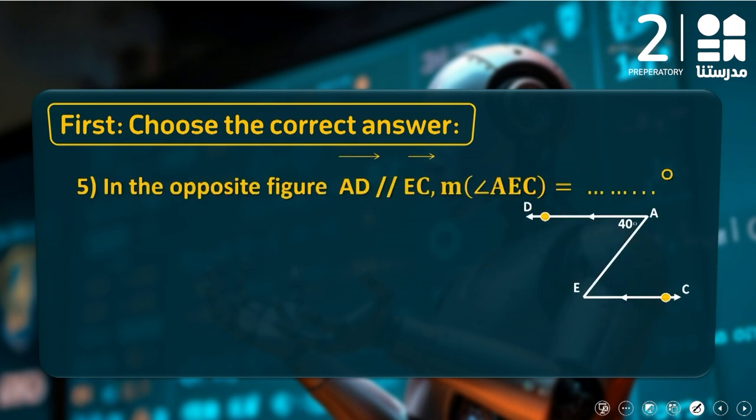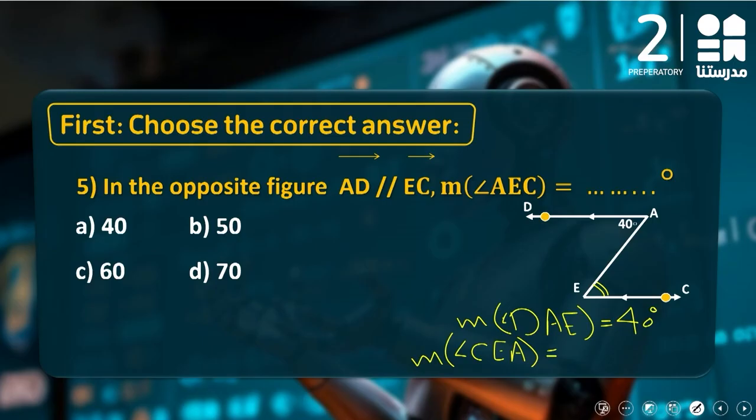The fifth question: in the opposite figure, the ray AD is parallel to the ray EC. Again, ray AD is parallel to ray EC. Because ray AD is parallel to ray EC, we can say that the measure of angle CEA equals the measure of angle EAD, equal to 40 degrees. So the measure of angle AEC equals 40 degrees, and this is the correct answer.